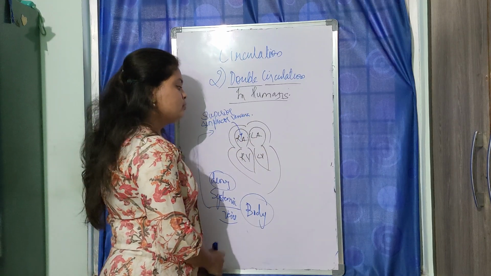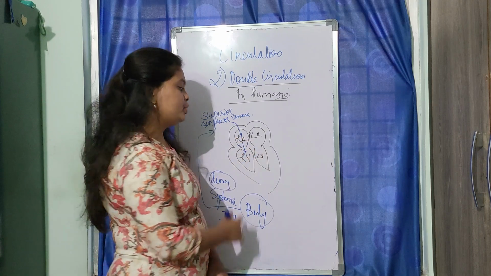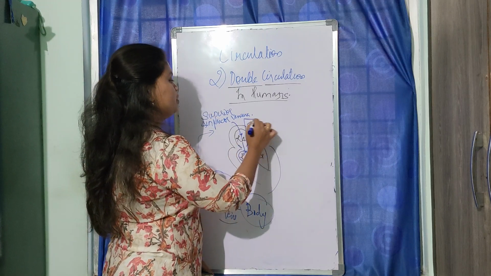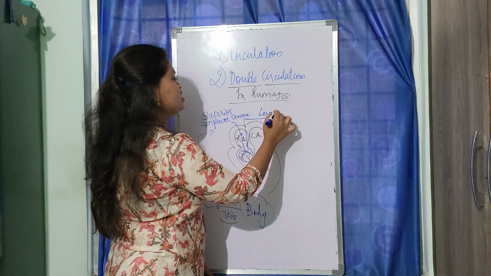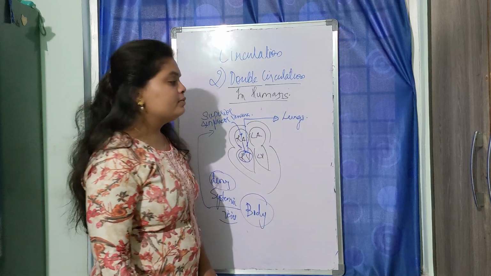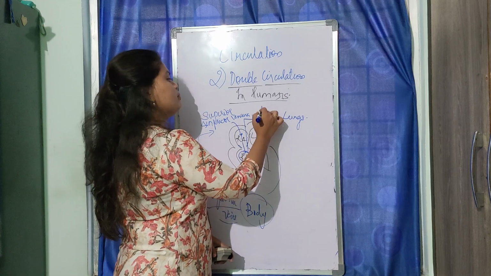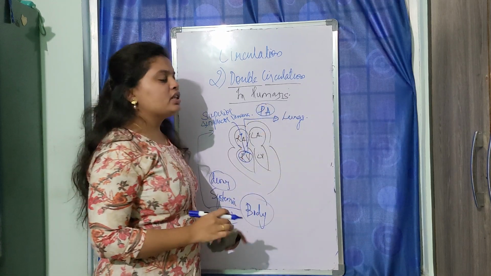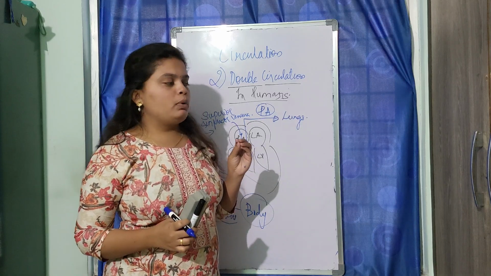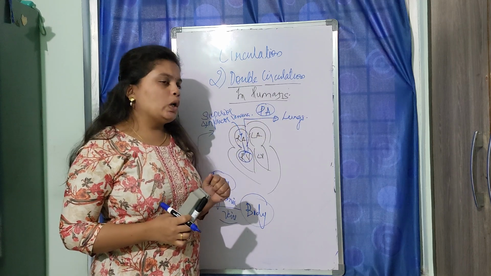From right atrium, this deoxygenated blood goes into right ventricle, and from right ventricle this blood is sent to lungs for oxygenation. And who is going to carry this deoxygenated blood from heart to lungs? It is nothing but the pulmonary artery. Pulmonary artery is the only artery which carries deoxygenated blood. Arteries usually carry oxygenated blood, but this is an exception here.